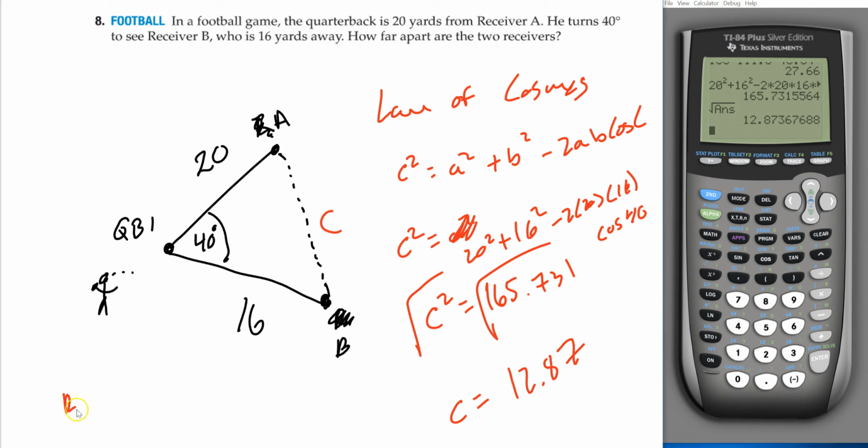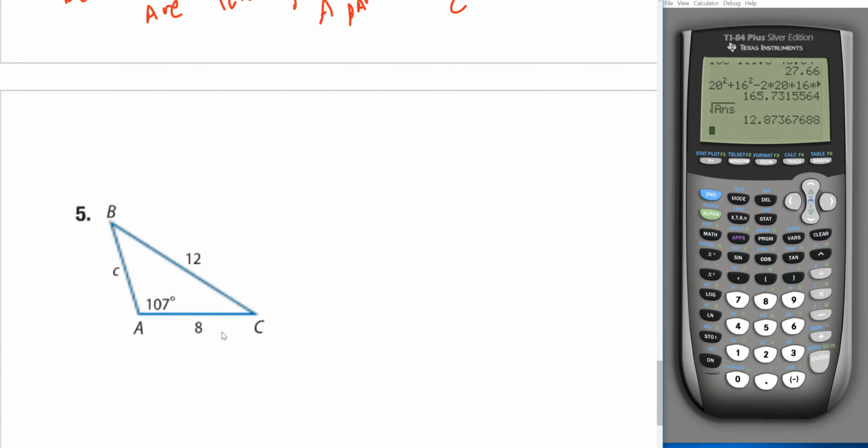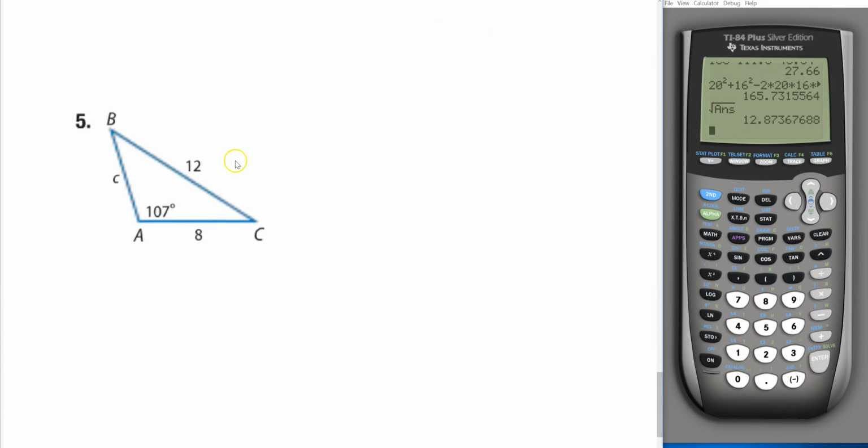So the receivers are 12.87 yards apart. So that's how you work a word problem with this. Now, last one here, we're going to set up, we won't solve all the way.